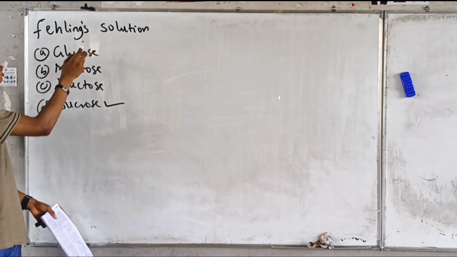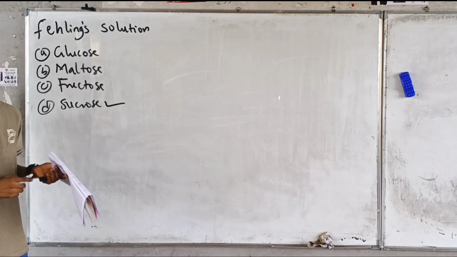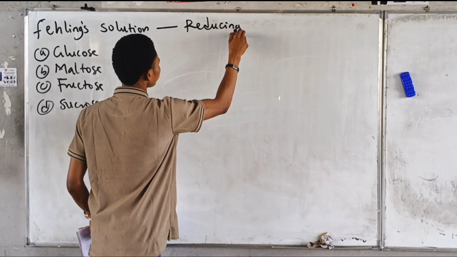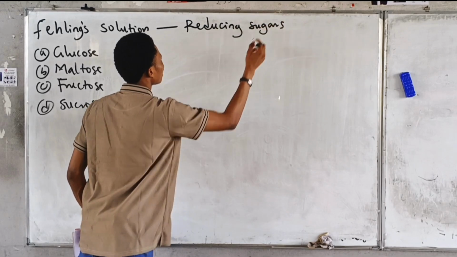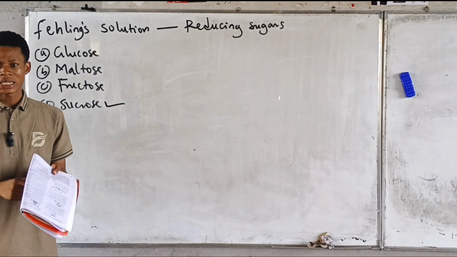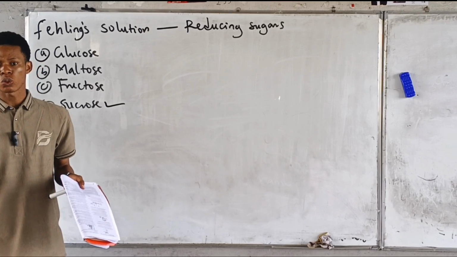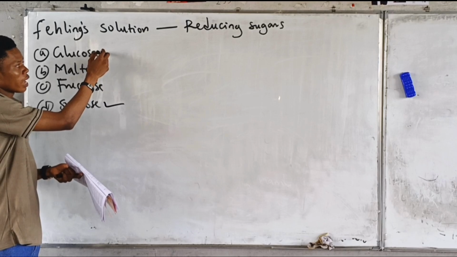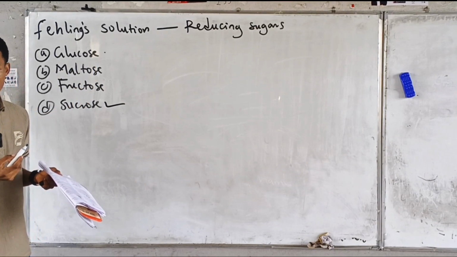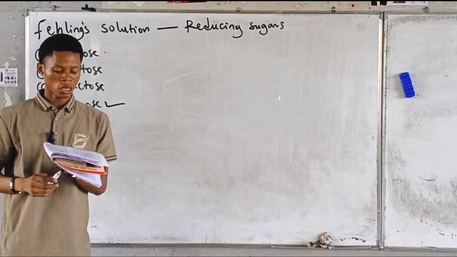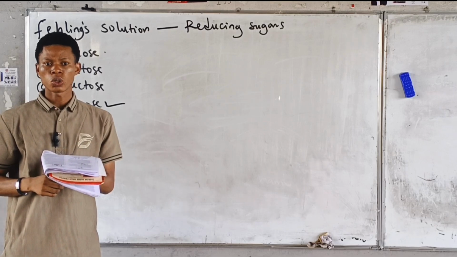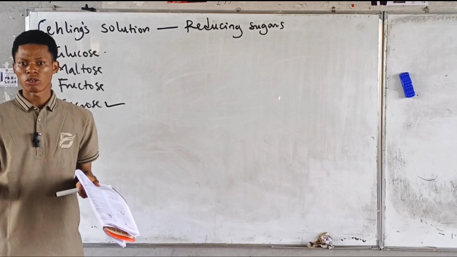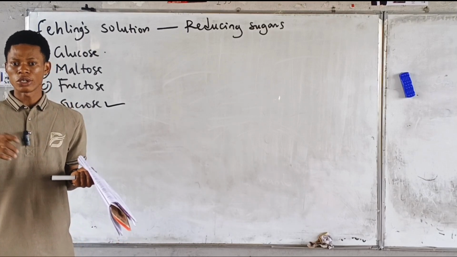Now, Fehling's solution is a test for what? Fehling's solution is used to test for reducing sugars. All monosaccharides and disaccharides except sucrose are reducing sugars, right? So glucose is a reducing sugar and it would have given a positive test. What is the positive test for Fehling's reagent? The color is reddish brown. So if the color has changed to reddish brown, then you know the test is positive. You know it's a reducing sugar.